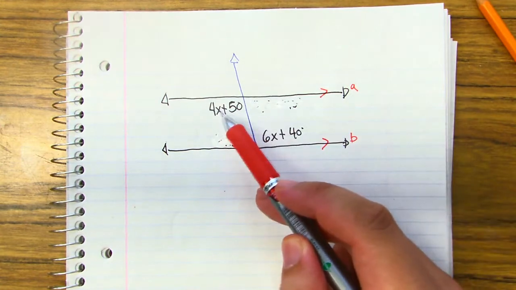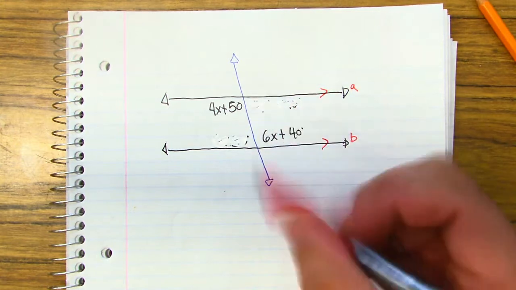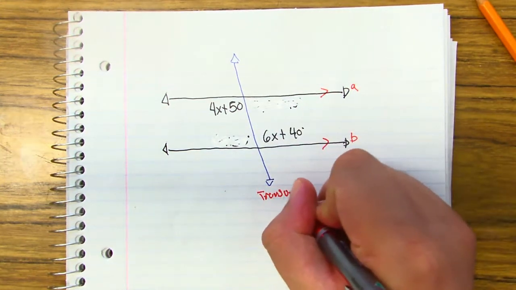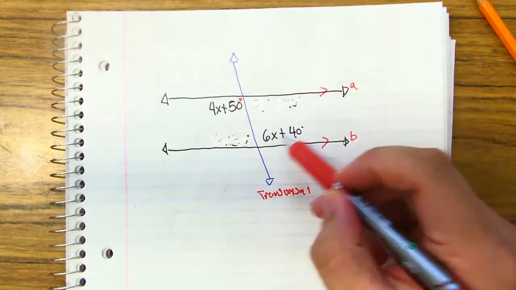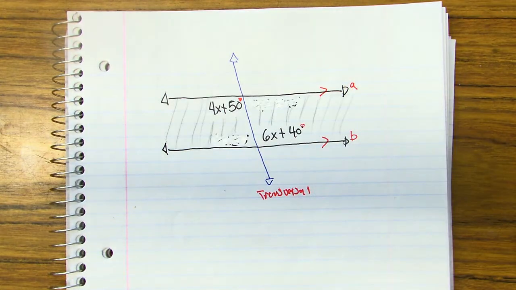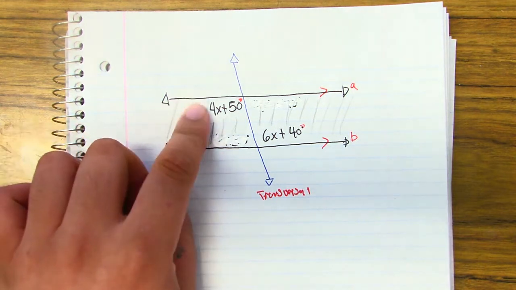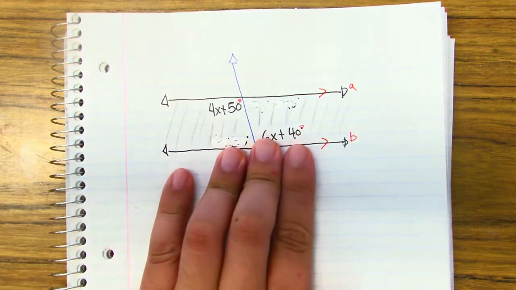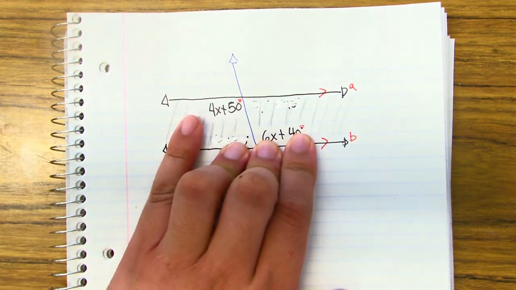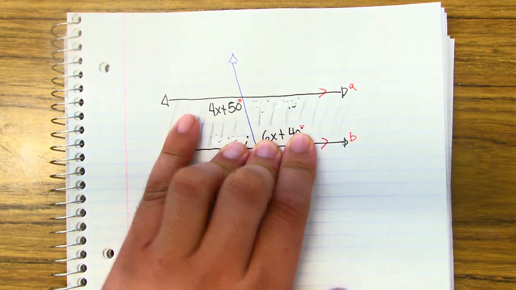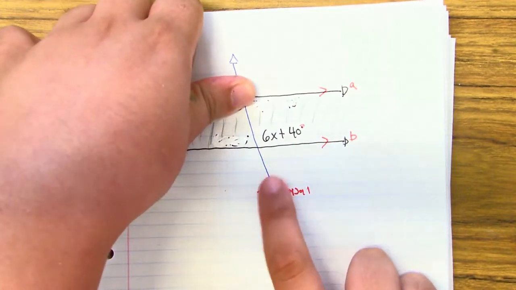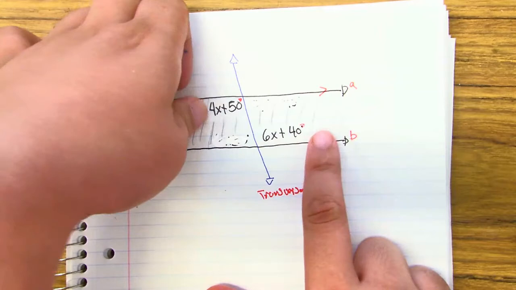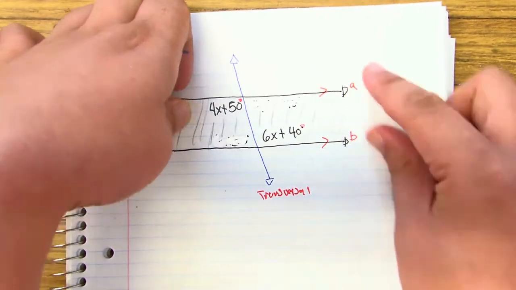So here we have parallel lines A and B and a transversal. What is the relationship of 4x plus 50 degrees and 6x plus 40 degrees? A lot of you already answered. Good job. The answer is alternating interior angles, because they're interior and on the transversal of parallel A. 4x plus 50 degrees is on the left side of the transversal, and 6x plus 40 is on the right side of the transversal. We can say that they are alternating because they're on opposite sides of the transversal on both parallel lines.